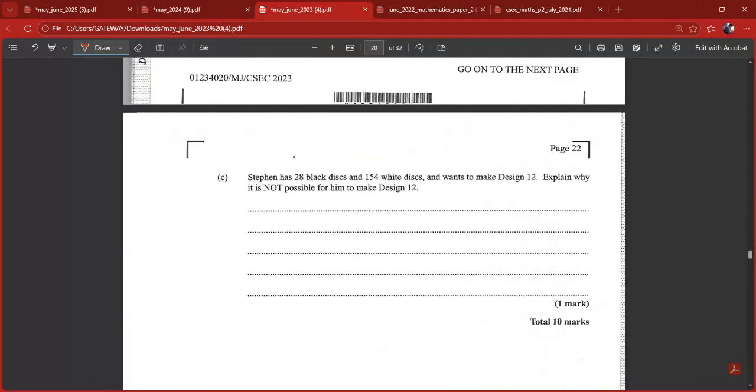It says Stephen has 28 black disks and 154 white disks, and wants to make design 12. Explain why it is not possible for him to make design 12. Well, we use the formulas for the number of black discs and the number of white discs and see if he has enough of each disc.